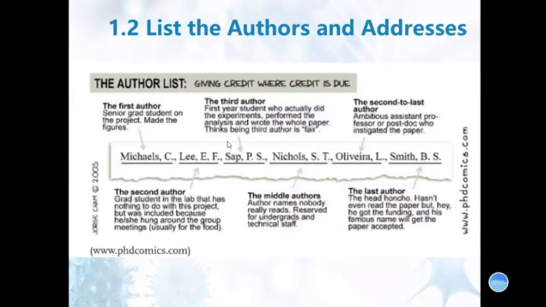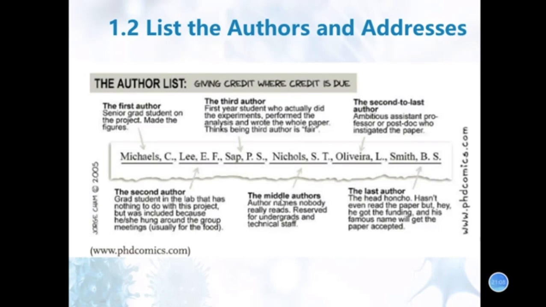The last is an example of an author list. You can see whether it's good or not. The first author is a senior graduate student who only made the figures. The second author is also a graduate student in the lab. He did nothing for the project, but he always actively attended the meetings. And the third author, however, is the person who actually did the experiments, performed the analysis, and wrote the whole paper. Do you think he will think that being put in third position is fair?